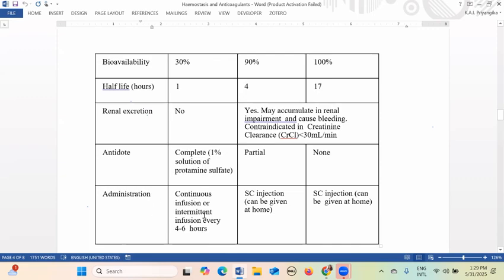Administration is continuous infusion or intermittent infusion every 4 to 6 hours. Low molecular weight heparin is a subcutaneous injection, therefore it can be given even at home. Unfractionated heparin we can't give at home because it has to be given as a continuous infusion or intermittent infusion every 4 to 6 hours. Fondaparinux is also subcutaneous, therefore it can be given at home.